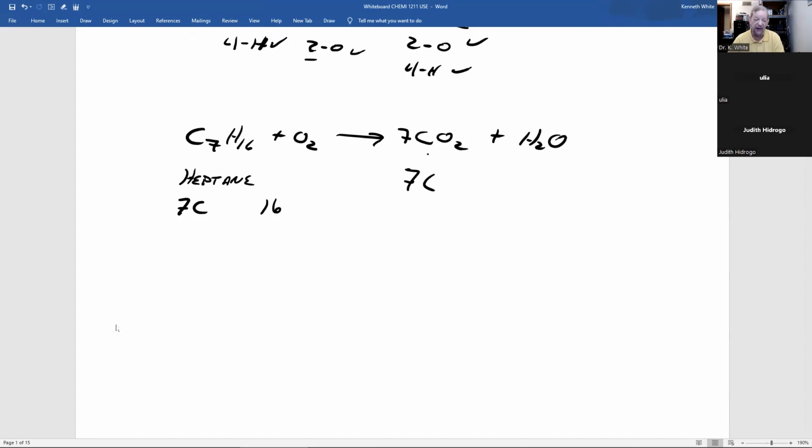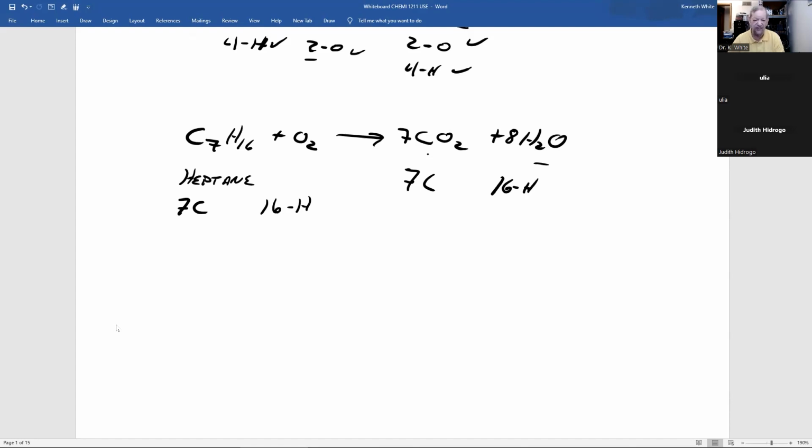There's 16 here, and it doesn't matter which one you do, but I'll do this one. Oh no, there's only 2 here. How do I get that to 16? I put an 8 there. 2 times 8 is 16 hydrogens.